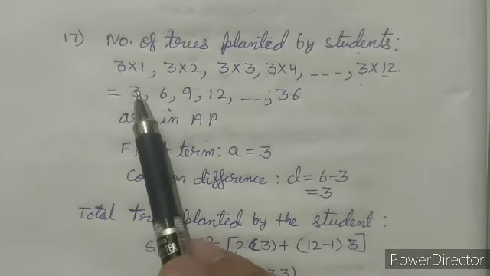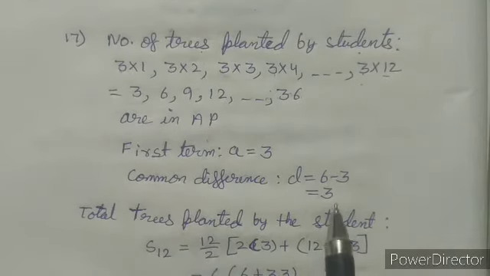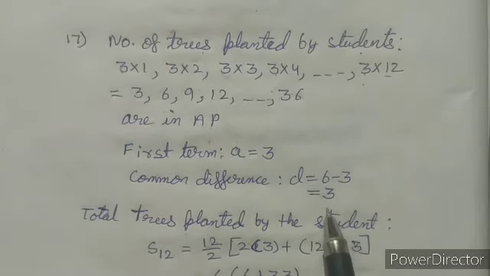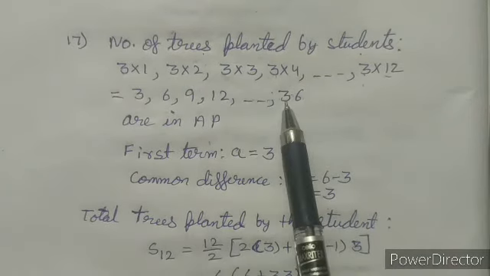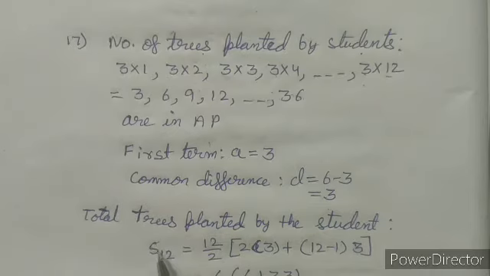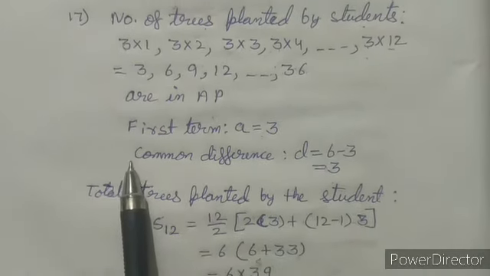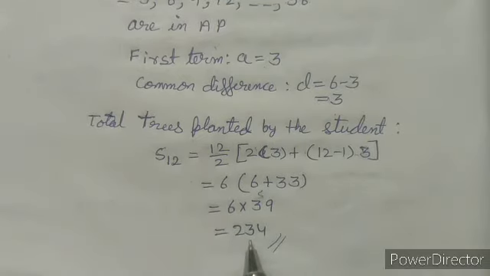Now the first term of AP, A, is 3. Common difference D will be 6 minus 3, that is 3 again. Now we have to find out total trees planted by the students. There are 12 classes, or you can say 12 terms in this AP. So we have to find S12, and S12 will be equal to n by 2 into 2A plus n minus 1 into D, where n is 12, A is 3 and D is 3. On solving this, we will get the total trees planted by the students as 234.